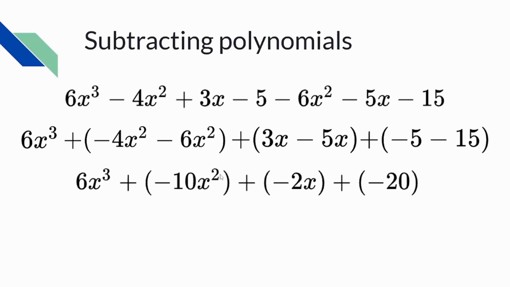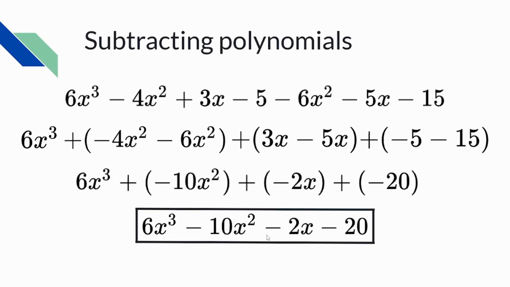Cleaning up the stuff in parentheses, we have negative 4x squared minus 6x squared. That equals negative 10x squared. And then 3x minus 5x, that equals negative 2x. And then negative 5 minus 15, that equals negative 20. Okay? So now we get rid of the parentheses. And this is our final answer.